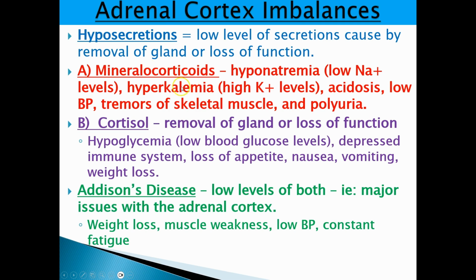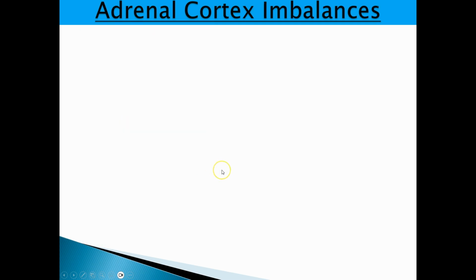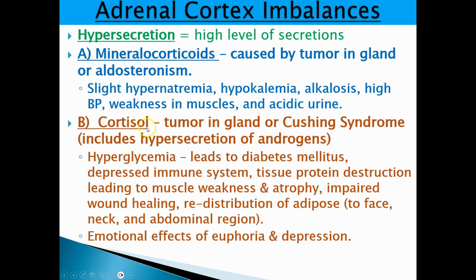And then you need to be able to spot, if I listed these things off, would you know it was a hyposecretion of aldosterone? Would you know it was a hyposecretion of cortisol? So now we have a hypersecretion of cortisol. And so notice hyperglycemia. So your body is building up sugars at a rapid rate, and that can lead to diabetes. Again, I've stressed that this is the stress hormone, so notice a depressed immune system.